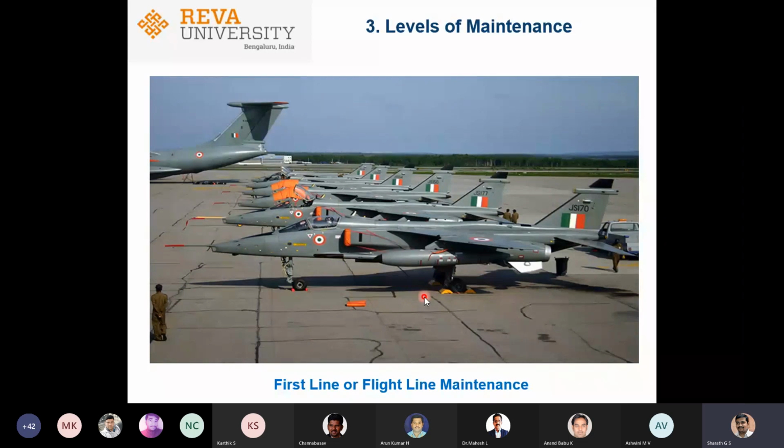Here during nights, the maintenance personnel are not permitted to carry out any maintenance activity, whether it could be minor rectification or anything. So any minor rectification which is to be carried out has to be done only during the daytime.